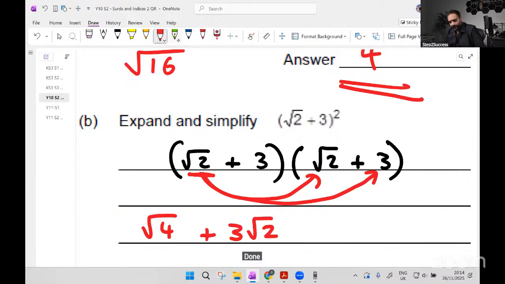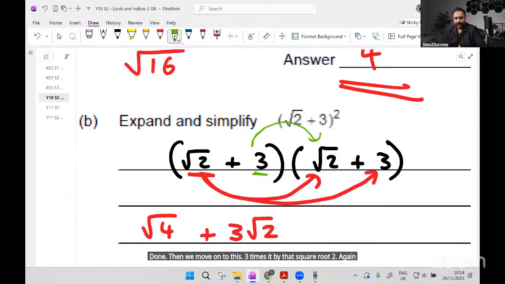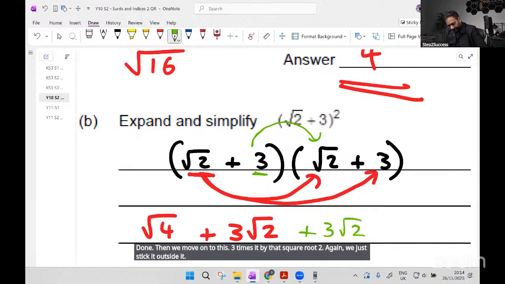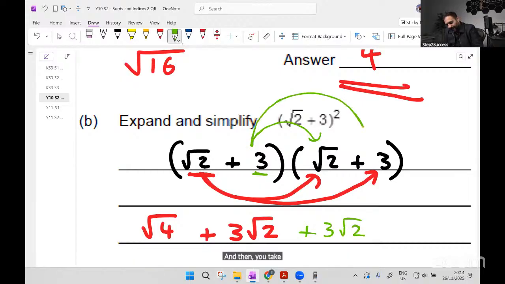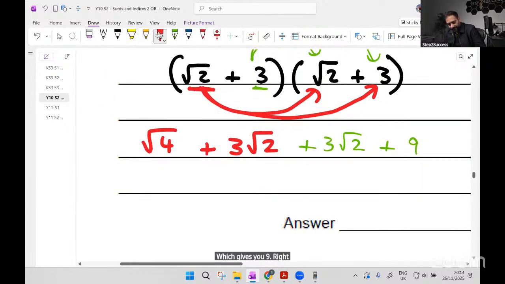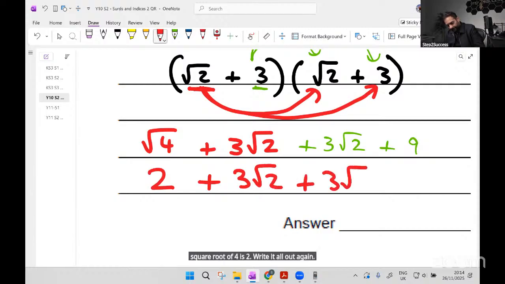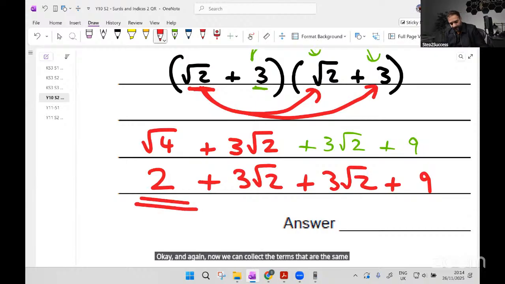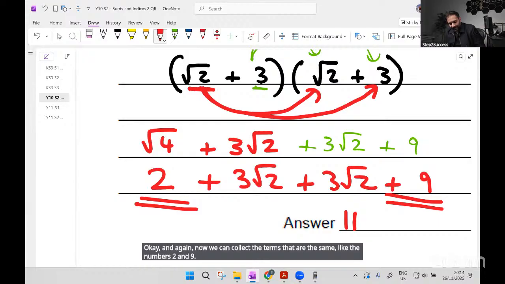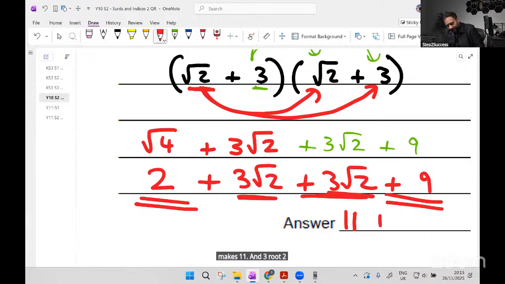That's all we do. Put that 3 outside there. Done. Then we move on to this 3 times it by that square root 2. Again, we just stick it outside it. And then you take that 3 and you times it by this 3, which gives you 9. Right, then this square root 4, square root of 4 is 2. Let's write it all out again. Okay, and again, now we can collect the terms that are the same. Like the numbers 2 and 9 makes 11. And 3 root 2 plus another 3 root 2 is 6 square root 2.